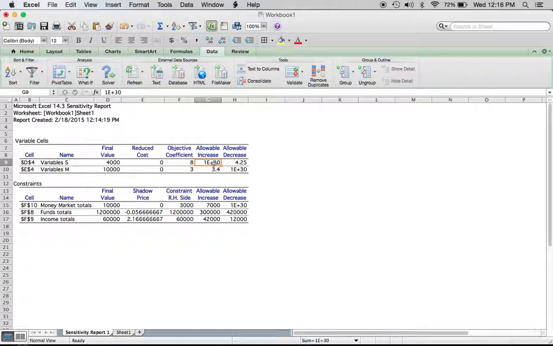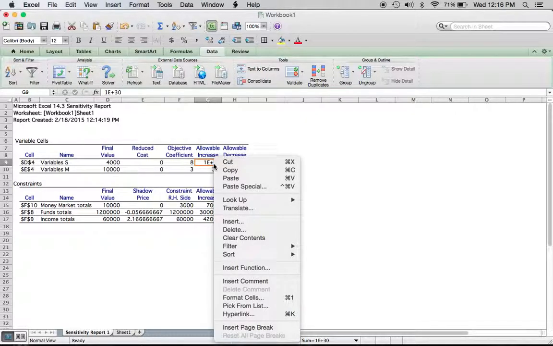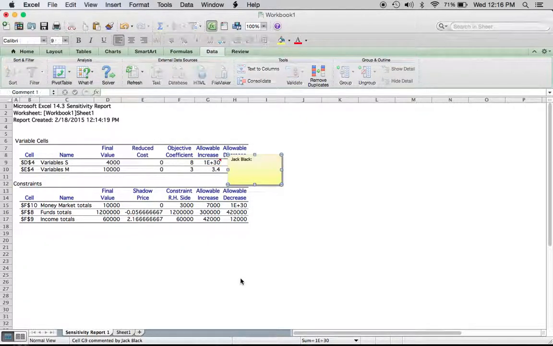Optimization techniques deal with small increments. So if you're going to really jack it up, you're better off just recalculating the whole lot of things. Right? If you're really going to push that coefficient way up. But it says here that the allowable increase is 3.4 for money market.